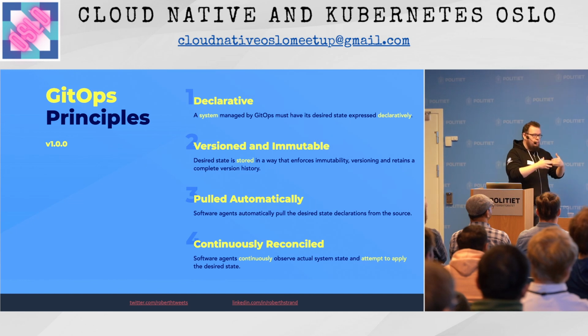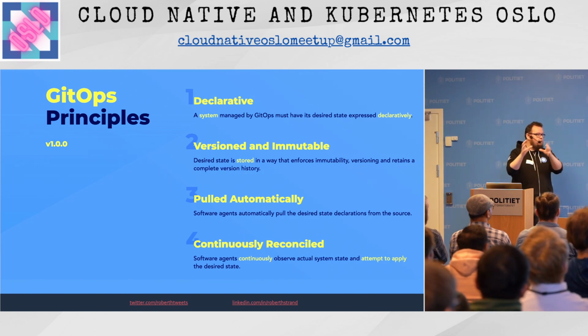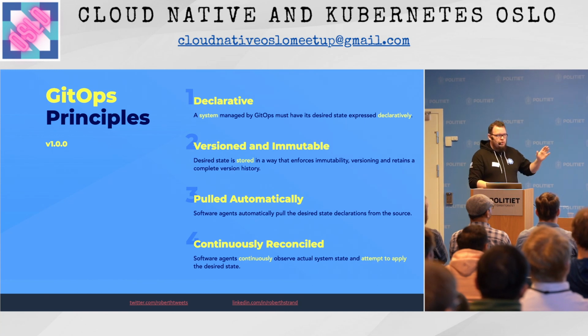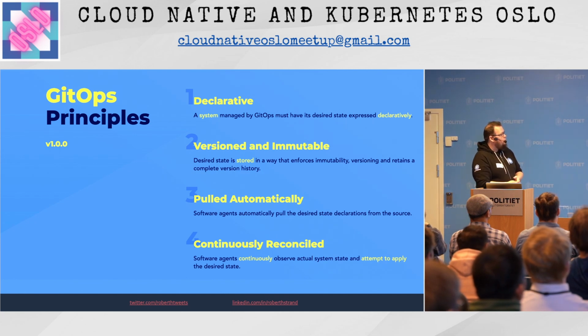It needs to be pulled automatically. So everything that you put in there is what's going to happen on your platform, and it needs to be continuously reconciled. So it needs to attempt to make sure that what's stored in Git is actually what's going on in your platform of choice. So those are the principles, and in itself, it doesn't actually say that it needs to be Git. It just happens to be the fact that Git is a really good way to store things in a versioned and immutable way.